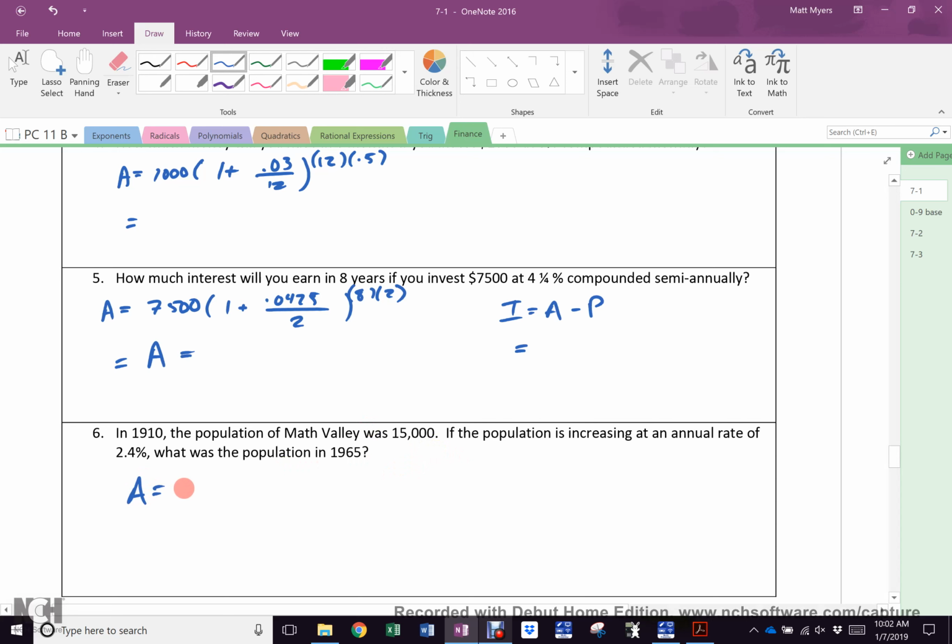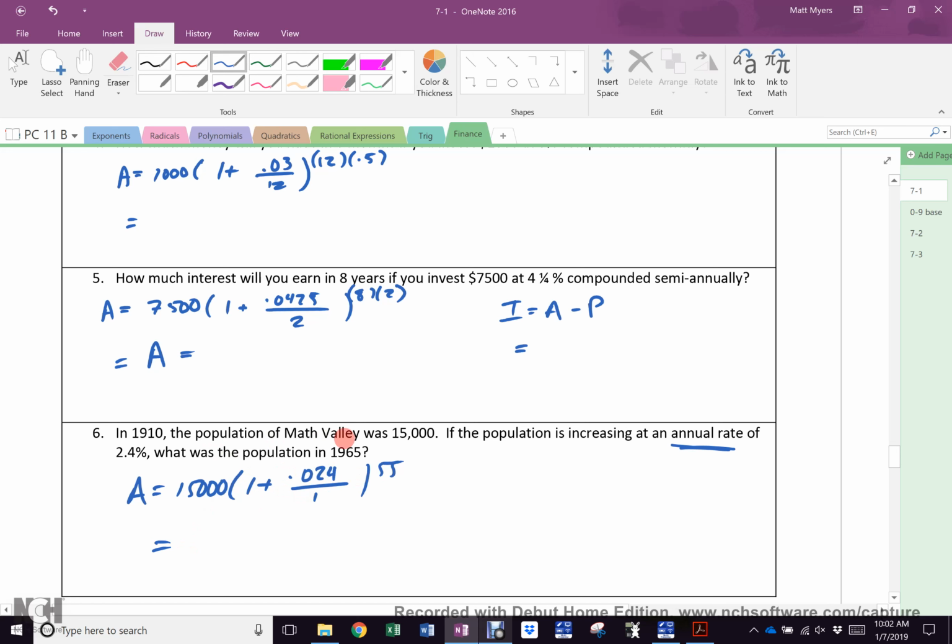So we follow the same rules. A equals, what was our principal? What did we start with? 15,000. And we grew at 0.024 over what? Just 1, right? Because we're not compounding. It doesn't miraculously grow 2.4% every quarter of the year. It's 2.4% a year, an annual rate, and it was 55 years. So you punch that in your calculator, you get an answer.